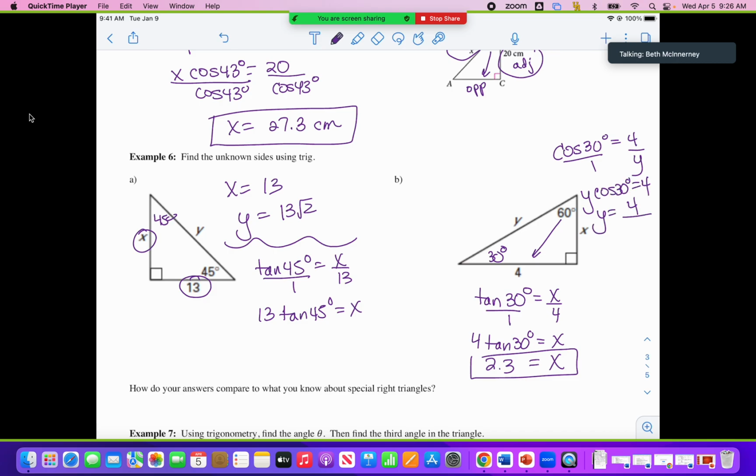So Y is 4 divided by cosine 30. Do you see I could have done sine 60? I could have done sine 60 is 4 over Y. I'll still get the same answer. Oh, look at that. Isn't it double? 4.6. That should make sense.